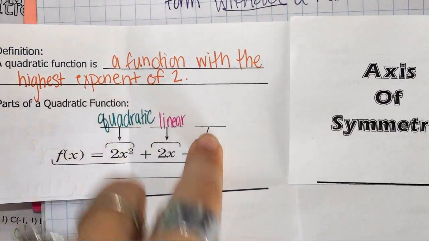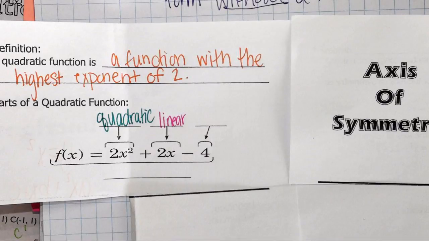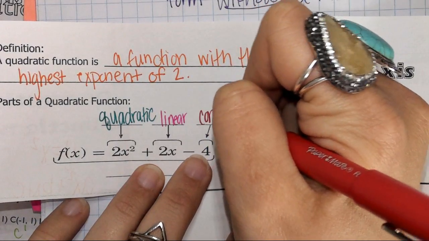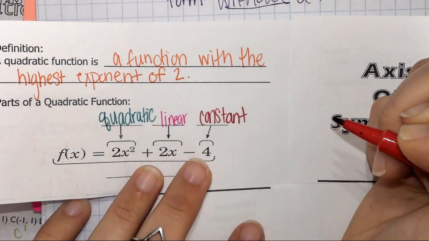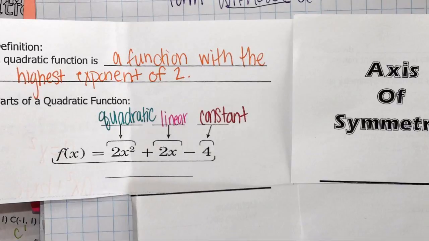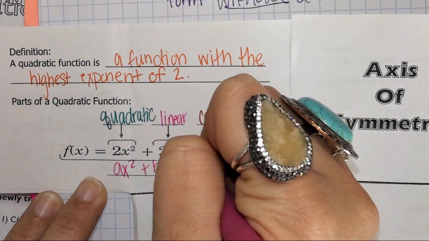And who can tell me what this is called? It starts with a C. Constant. And this is in the form of ax squared plus bx plus c.